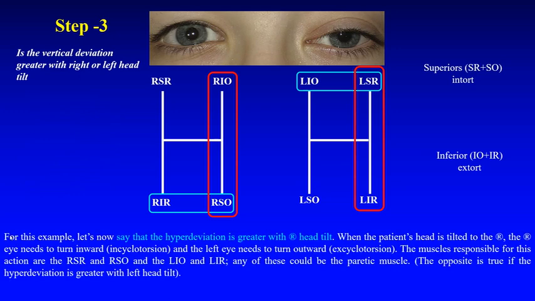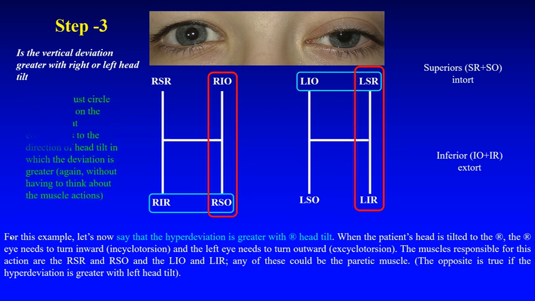For this example, let's now say that the hyperdeviation is greater with the right head tilt. When the patient's head is tilted to the right, the right eye needs to turn inward, that is incyclotorsion, and the left eye needs to turn outward, that is excyclotorsion. The muscles responsible for these actions are right superior rectus and right superior oblique, and left inferior oblique and left inferior rectus. Any of these could be paretic muscles.